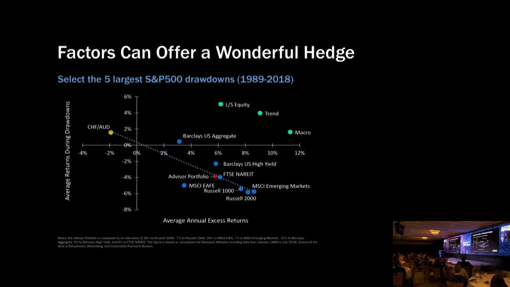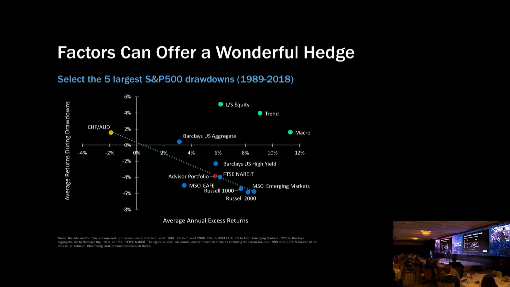So the first type of cycles, if you allow me the definition, is very narrow and sharp. I'm very interested in stock market drawdowns and seeing how these factor strategies perform across this type of events. And what this slide is showing you, the main takeaway is in the title. The title says, factors can offer a wonderful edge. And let me show you why that's the case.